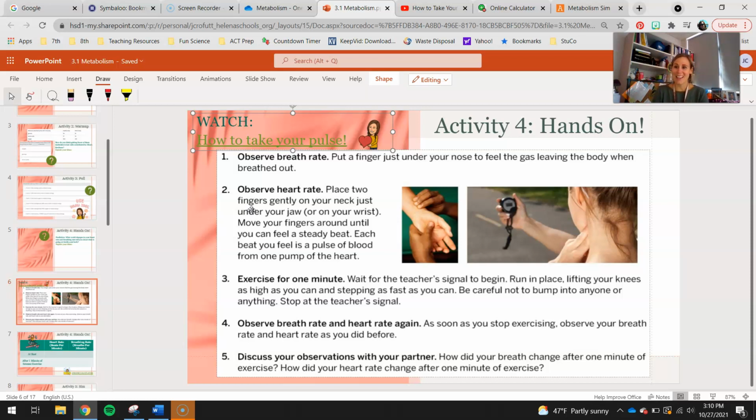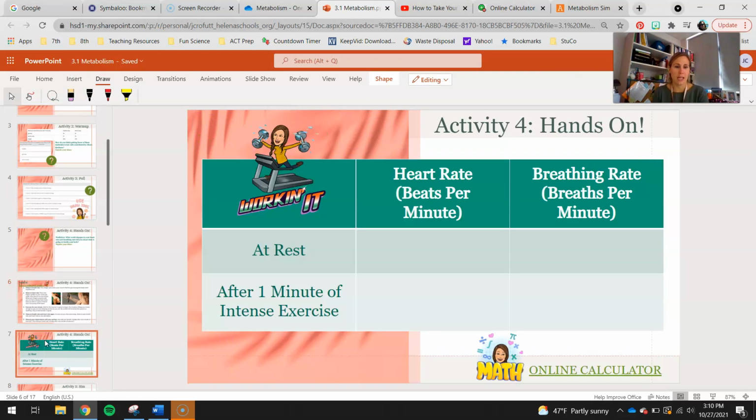Do it for 1 minute, set a timer, and then you are going to do your pulse for 15 seconds and your breathing rate for 15 seconds. It's okay if you have to do this twice, and then after the first minute you do your heart rate, and then after the second minute you do your breathing rate. That's totally fine too. And then you're going to go ahead and again fill out this data right here.